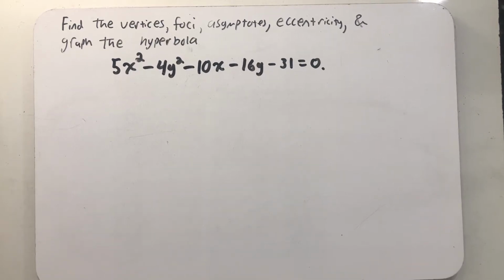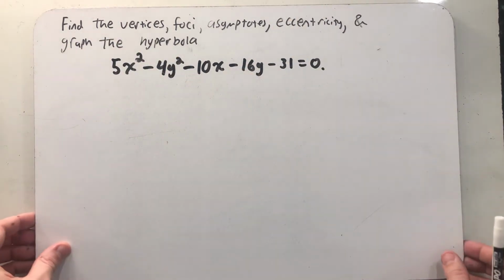Find the vertices, foci, asymptotes, eccentricity, and graph the hyperbola 5x squared minus 4y squared minus 10x minus 16y minus 31 equals 0. So we have a hyperbola written down in its general form. Our first job is going to be to rewrite it in one of its standard forms so we can easily tell the values of a, b, c, and where the center is, so we can do all of these things.